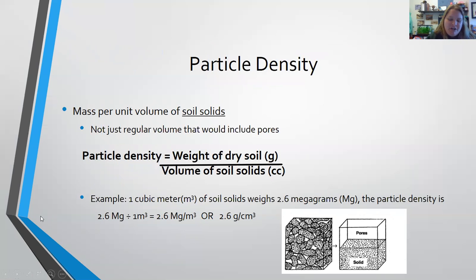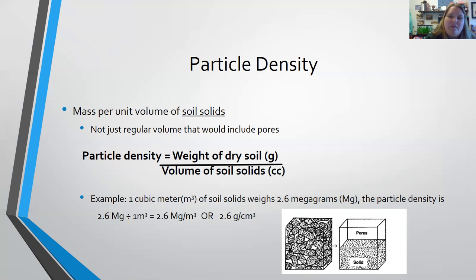So then the next term, an area we're going to look at is particle density. It's another really important characteristic to know, but it is different than bulk density. So again, particle density is looking at the mass per unit volume of only the soil solids.